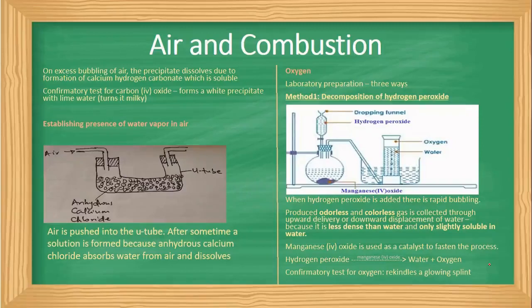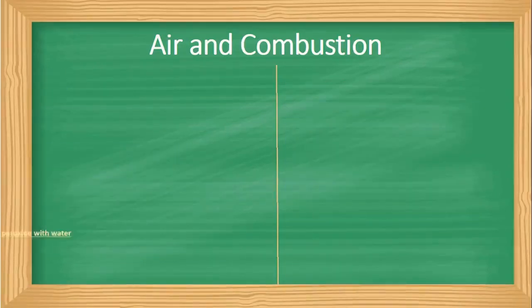To confirm that the gas produced is oxygen, you can lower a glowing splint into the gas jar, and you will find that it will get rekindled or relighted. It will relight, because oxygen, as you know, is a necessity for any burning, so it will rekindle the splint.